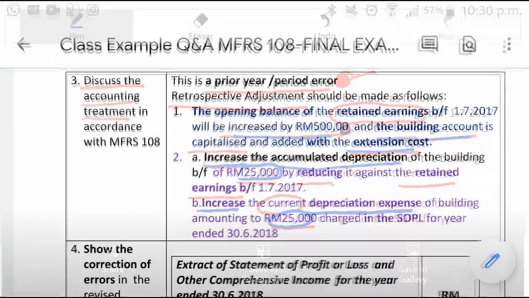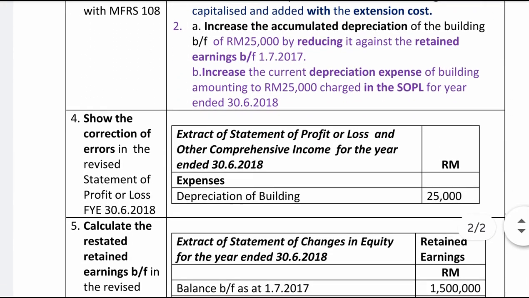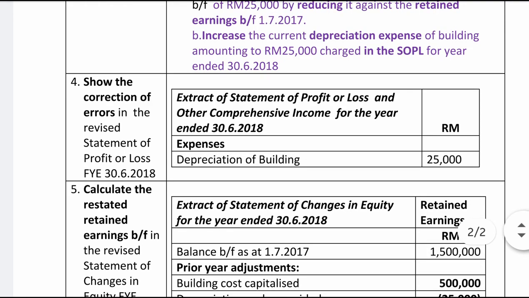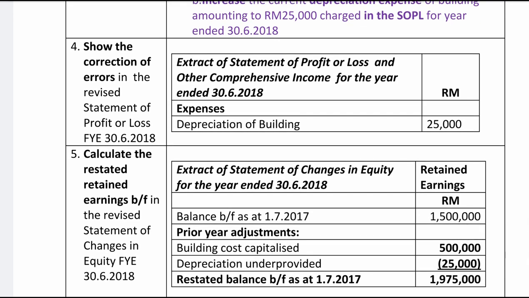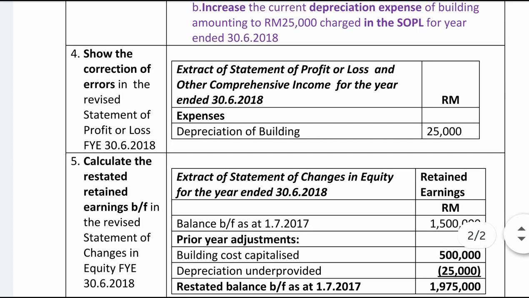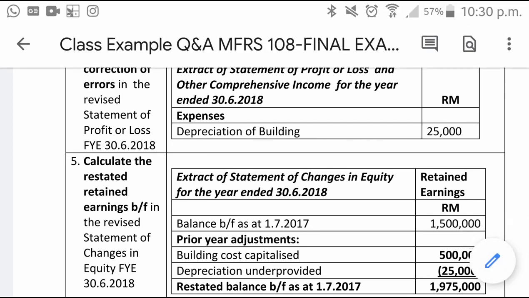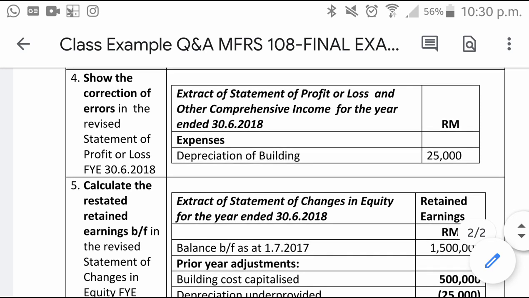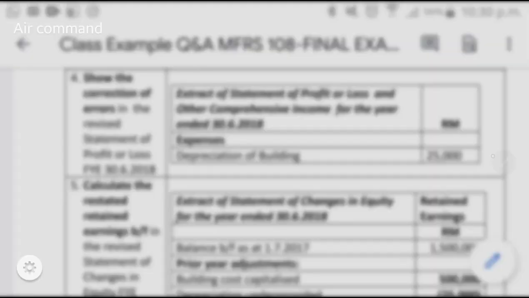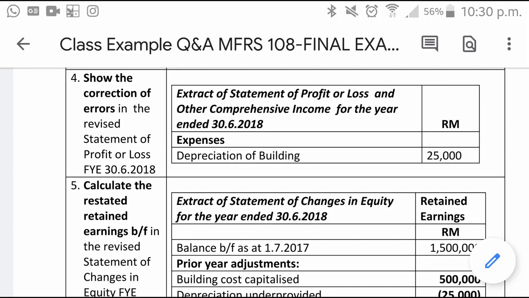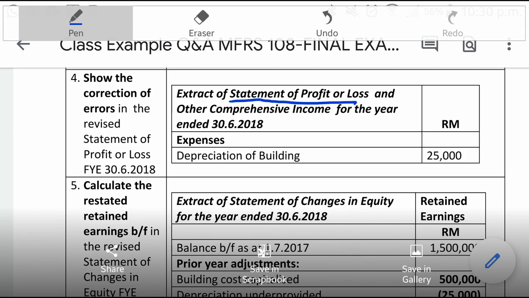The next one is I'm going to show you the effect of the correction of errors in the financial statement. So when you have done the correct recognition, you have already done the correct measurement, you also need to show the correct presentation. So what we will do is look at what are the effects in the various financial statements. The first one is the effect in the statement of profit or loss and other comprehensive income.